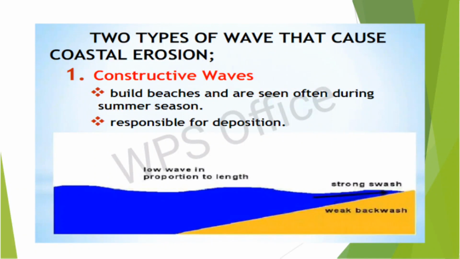Two types of waves that cause coastal erosion. Number 1, constructive waves build beaches and are seen often during the summer season, responsible for deposition. Low waves in proportion to length, strong swash, weak backwash.